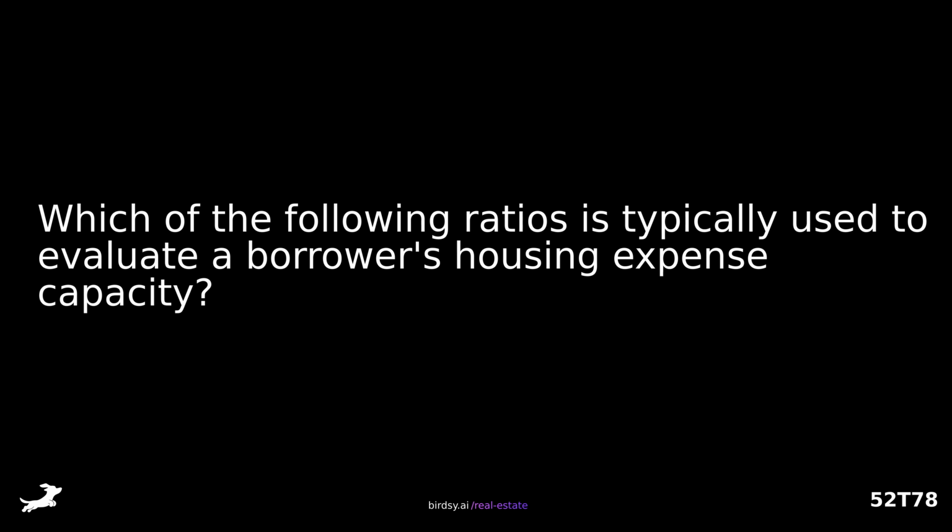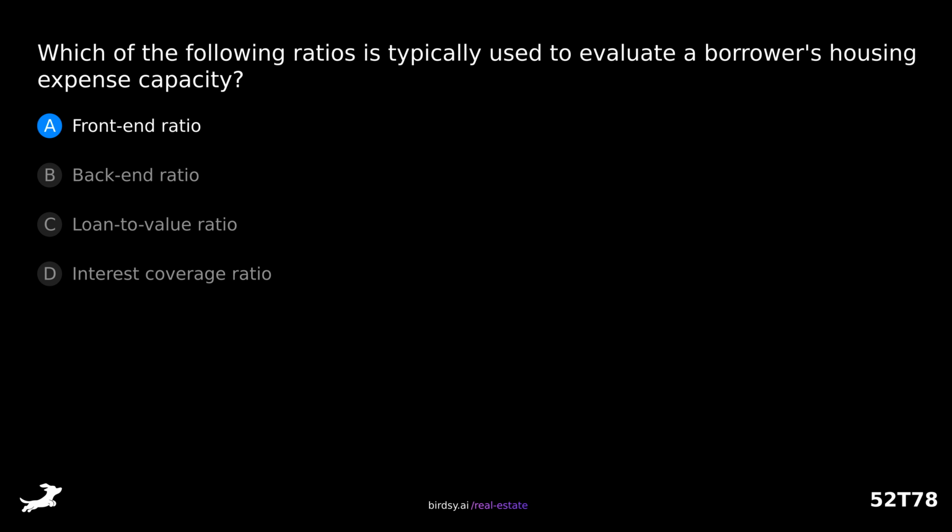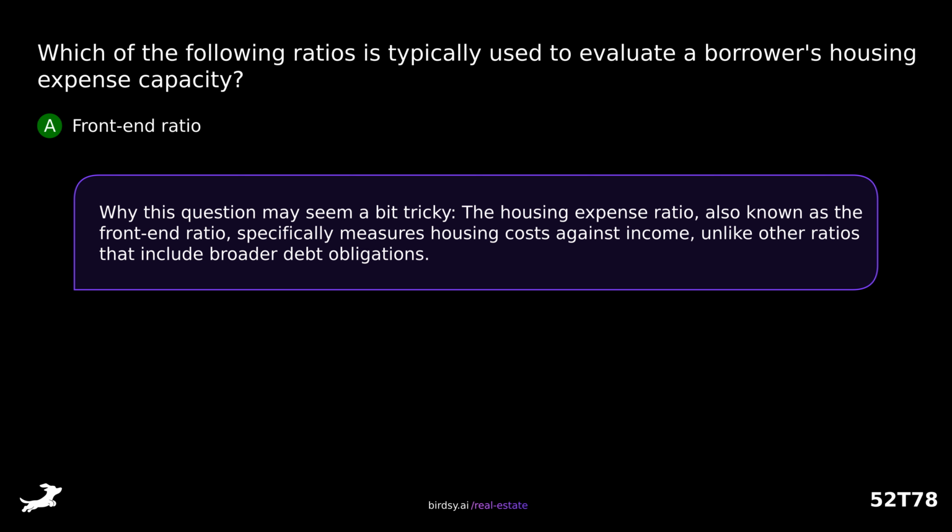Which of the following ratios is typically used to evaluate a borrower's housing expense capacity? Is it A, front-end ratio, B, back-end ratio, C, loan-to-value ratio, or D, interest coverage ratio? The correct answer is A, front-end ratio. Why this question may seem a bit tricky. The housing expense ratio, also known as the front-end ratio, specifically measures housing costs against income, unlike other ratios that include broader debt obligations.